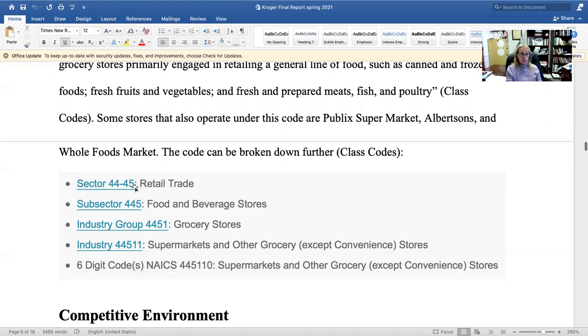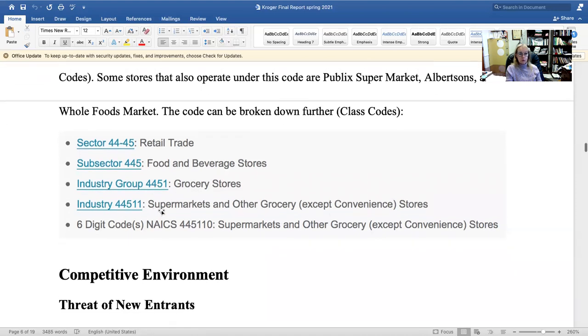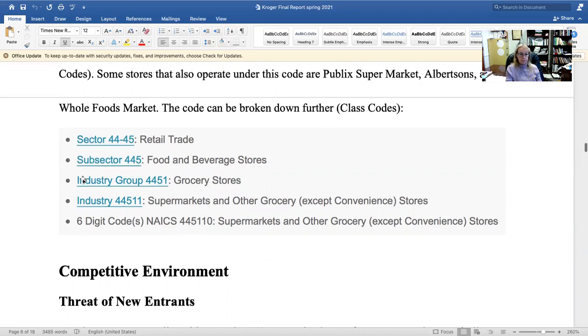So the sector is retail trade. The subsector is food and beverage. Then the industry subgroup is grocery stores. And then the industry is supermarkets and other grocery stores. So I want you to drill down from the sector all the way down to the 6-digit code, so make sure you have this in your report for your company.